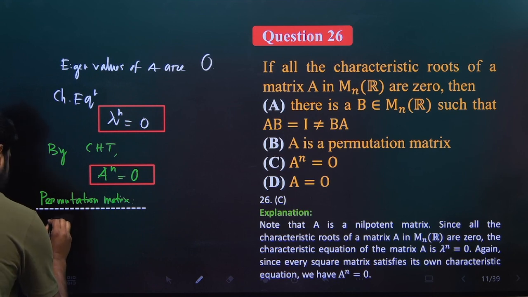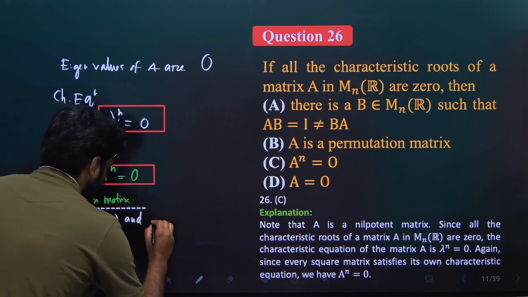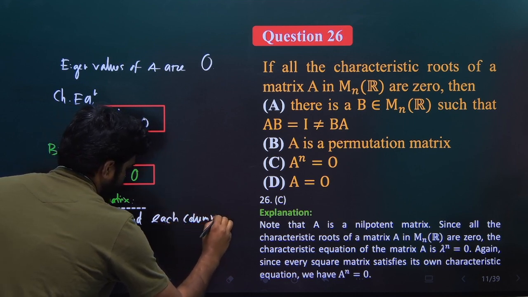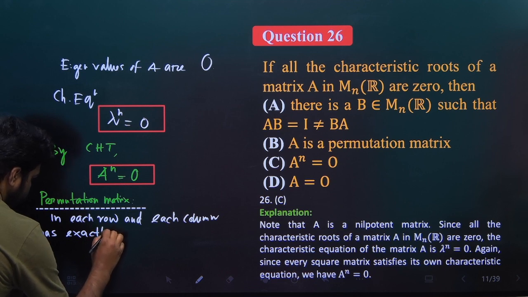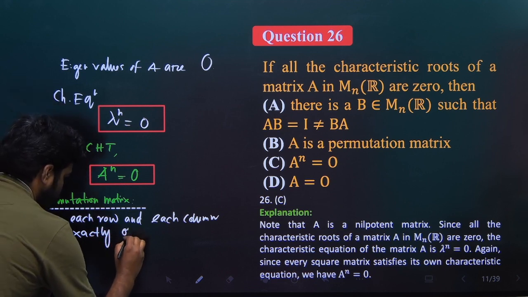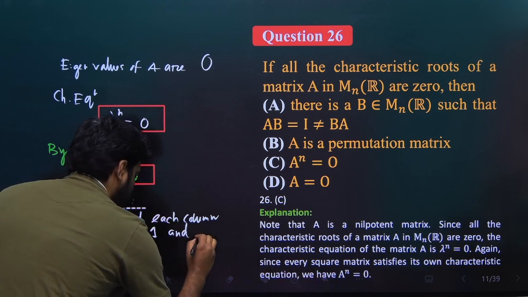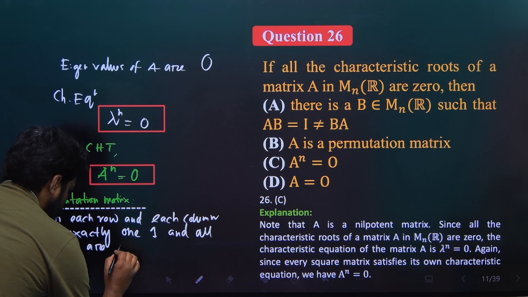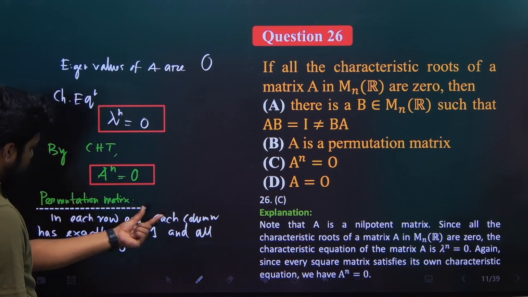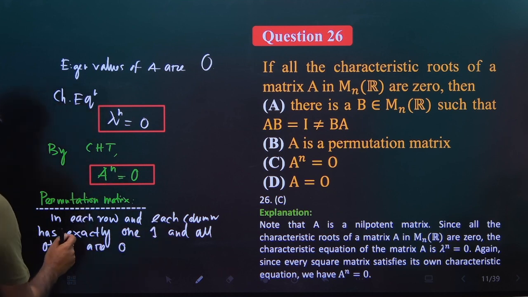Permutation matrix: each row and each column has exactly one 1, and all other elements are 0. That means every row and every column will have only one 1, and all other elements are 0.